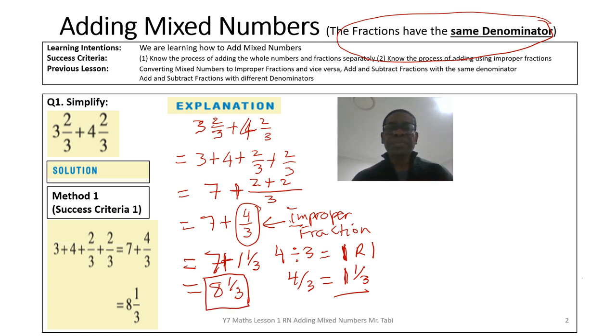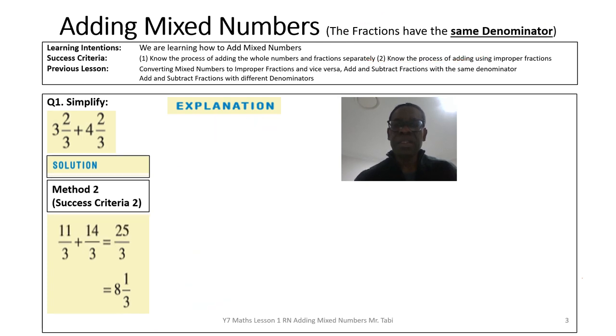Right. Let's look at method 2 or success criteria 2 applied to this problem. Let's go to the next slide. So we still have the same 3 2 over 3, and we're adding 4 2 over 3. So we need to change this into an improper fraction, and change that into an improper fraction.